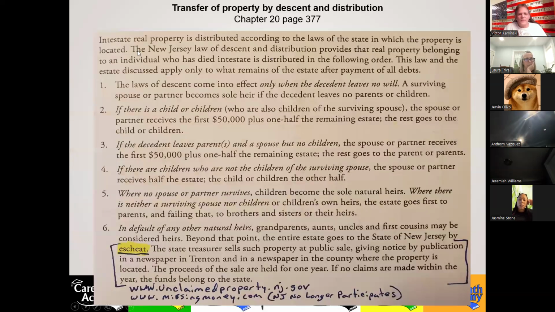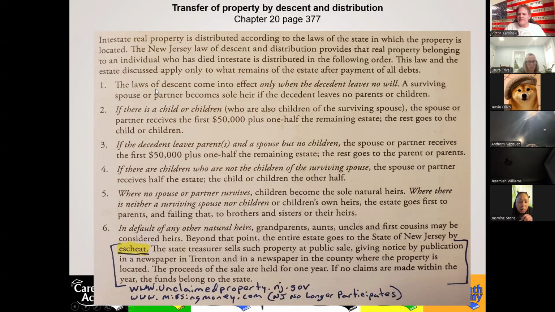All right, now, intestate real property is distributed according to the laws of the state where the property is located. In New Jersey, a law of descent and distribution provides that real property belonging to an individual who has died intestate is distributed in the following order. The law and the estate discussed apply only to what remains of the estate after all payments of debts. All your taxes have been paid, any debtors have been paid back.